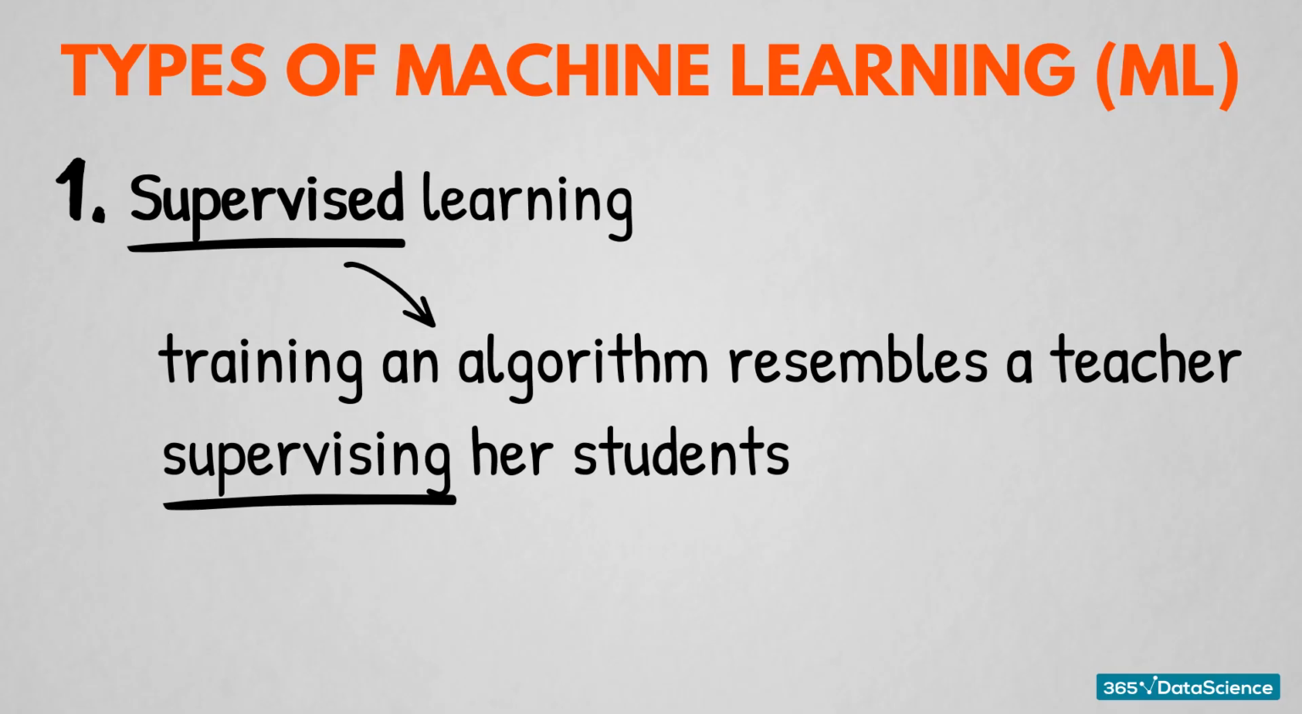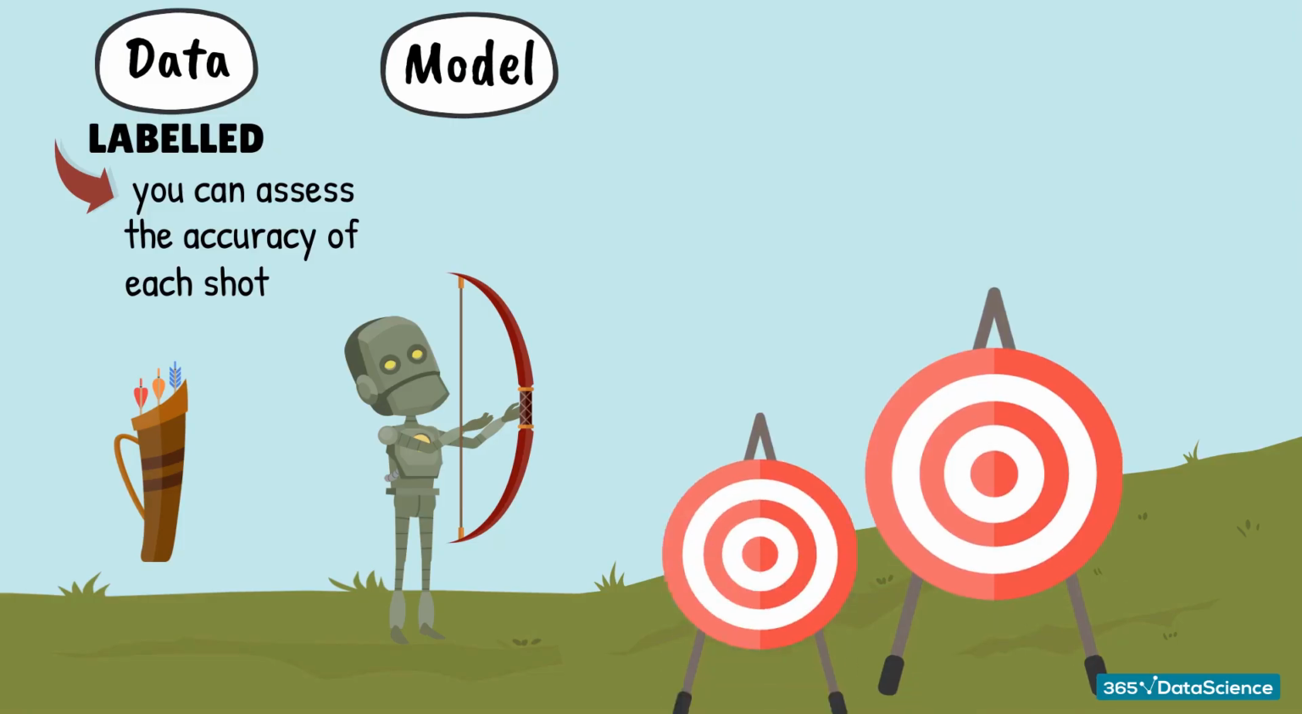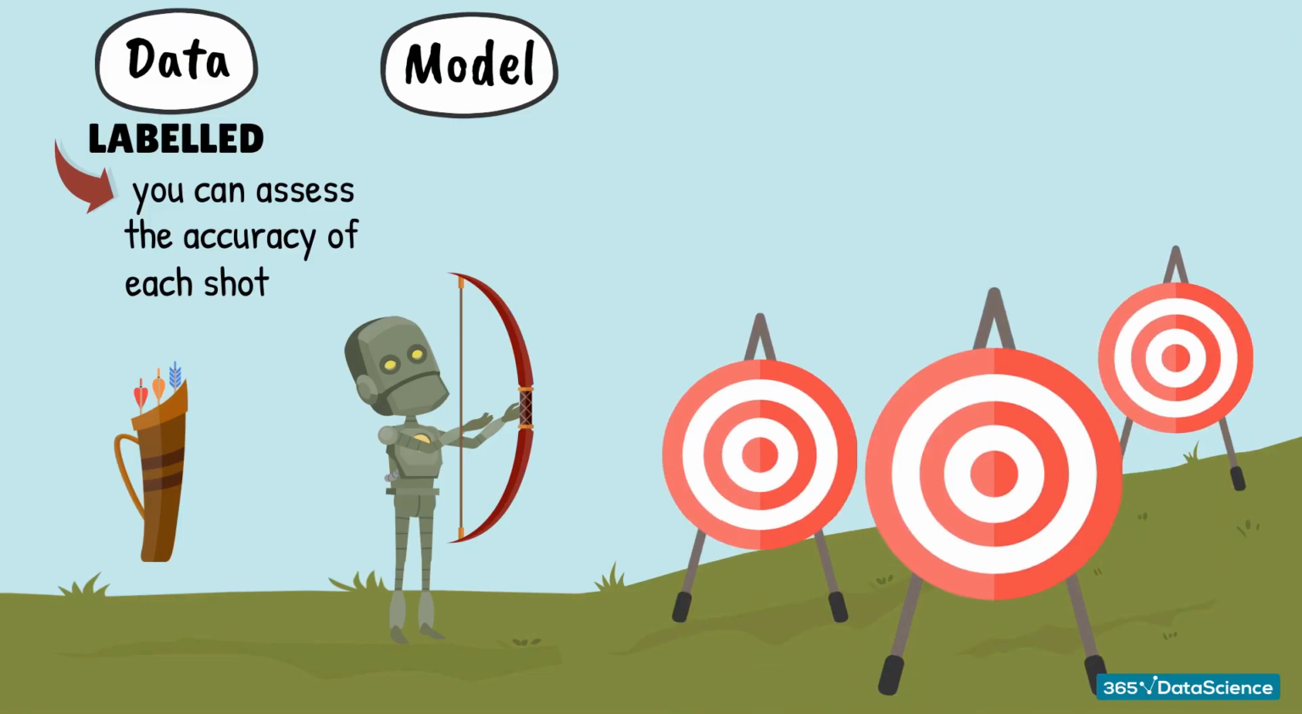To elaborate, apart from the final goal you set to the robot, it is important to mention you have been dealing with labeled data. In other words, you can assess the accuracy of each shot. In fact, there isn't a single target. Different arrows have their own targets. To clarify the concept, let's check what the robot sees when shooting.